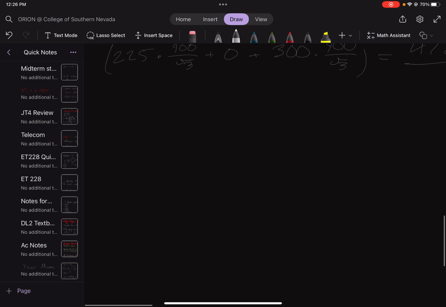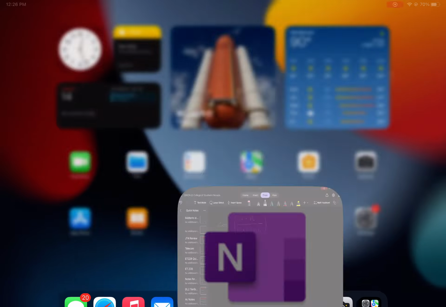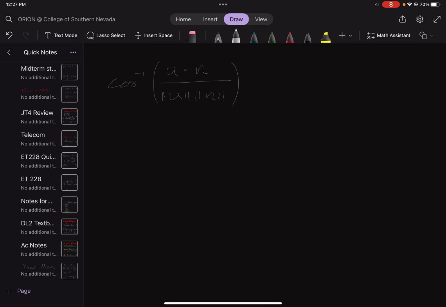So we're going to go right ahead and prove that they are closer in angle now by using the same formula that we did before for finding the angle between the sun. So cosine inverse of u dot n over magnitude of u, magnitude of n. So now when we do that, we go right ahead and do the dot product of those.